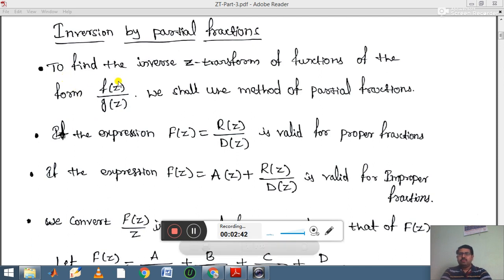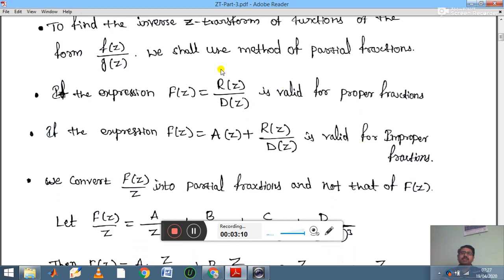First point: to find the inverse Z transform of functions of the form F of z equals f of z by g of z, we shall use the method of partial fractions. Here f of z is the numerator term and g of z is the denominator term. And the expression capital F of z is equal to r of z by d of z is valid for proper fractions. You already know about a proper fraction. Proper fraction means the degree of the numerator is less than the degree of the denominator. So these expressions are known as partial fractions.